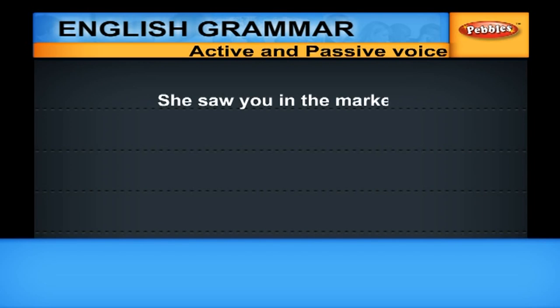She saw you in the market. What is the object here? She saw whom?